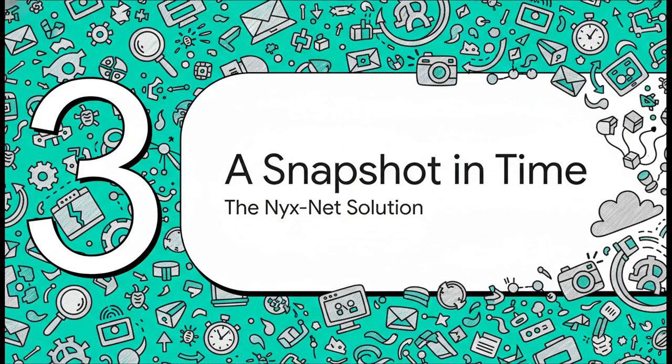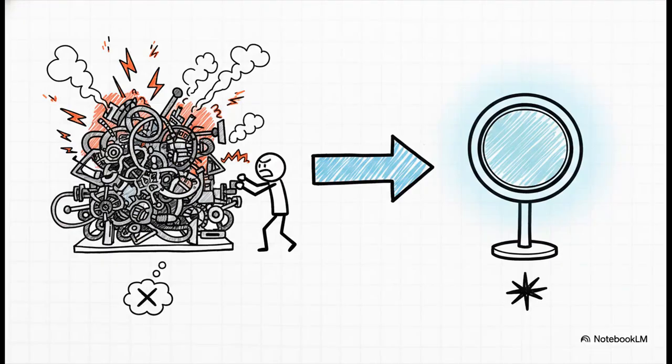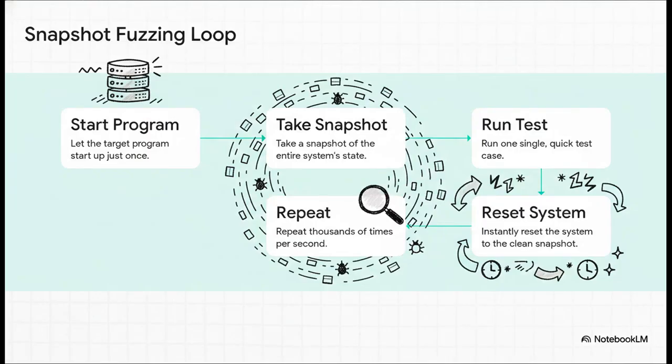And that solution begins with a new system called Nyx-Net, which started with a radically simple but brilliant idea. What if, instead of dealing with all those slow reboots and clunky manual cleanup scripts, you could take a perfect picture of the system right before a test starts, and then, after the test, instantly snap right back to that perfect picture? This is the core idea of hypervisor-based snapshot fuzzing.